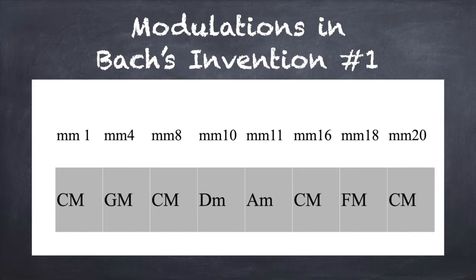By measure 4, we have some F sharp showing up, and it is in G major. By measure 8, we're back in C major again. By measure 10, we have some B flats and C sharp showing up, so we're clearly in D minor. By measure 11, we have G sharp showing up, so we're in the key of A minor. By measure 16, we're back in C major. By measure 18, we have a good number of B flats showing up, so we're in F major. And by measure 20, we're back in C major for the end of the song.